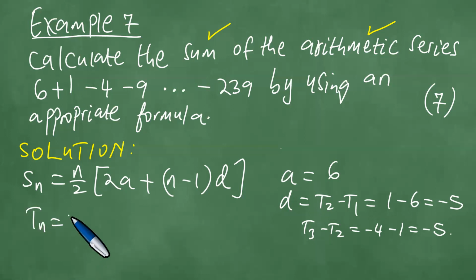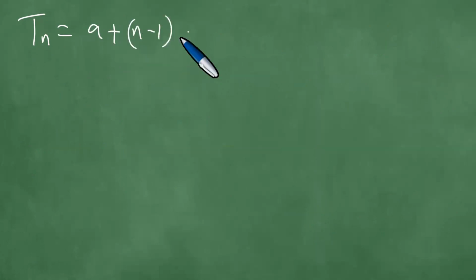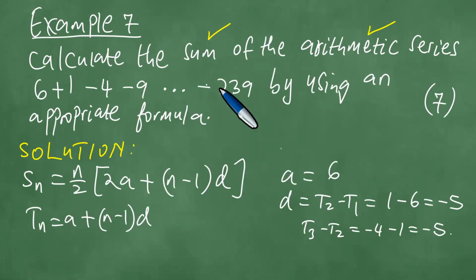It's Tn equals A plus (n minus 1)d. This is the formula that we're going to use because we know the last term. So in other words, if you use the formula Tn equals a plus n minus 1 into the common difference, at this point, what do we have? We need to know what is the last term. The last one is minus 239.